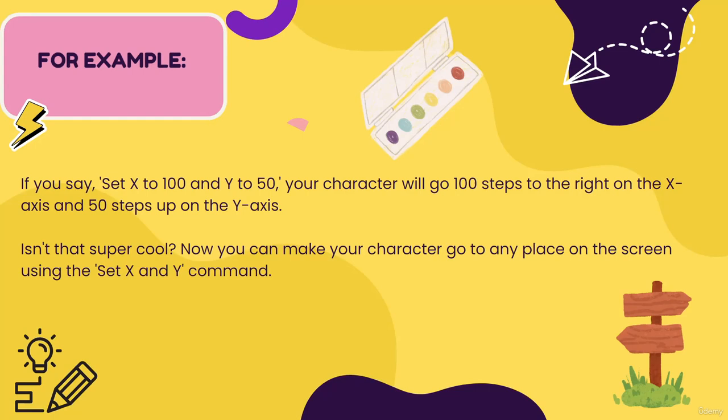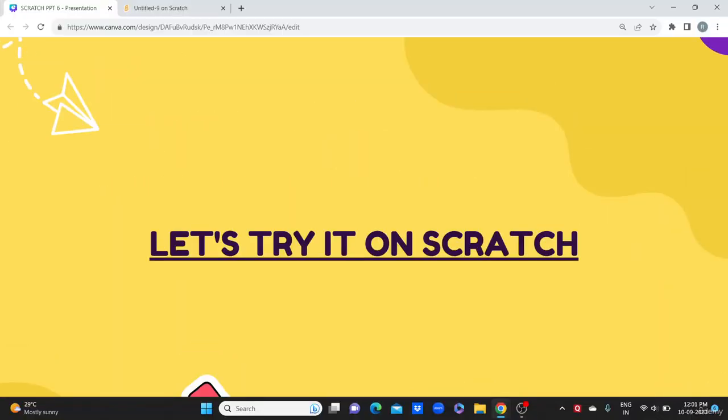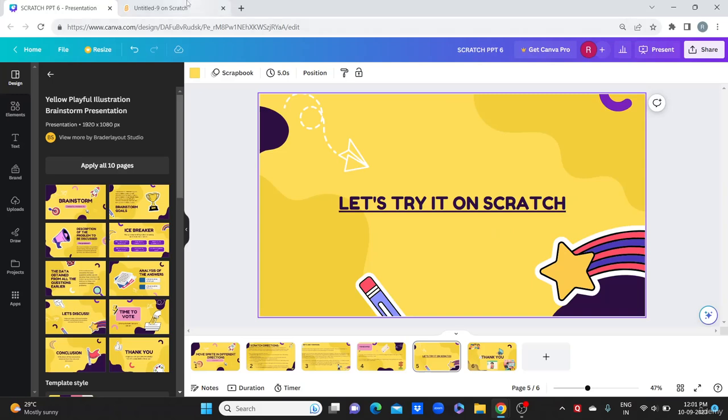If you say set x to 100 and y to 50, your character will go 100 steps to the right, that is x, and 50 steps on the y axis. So isn't that super cool? You give the position and your sprite reaches there. Can we explore this on Scratch? Let's try. It will be much easier if you do it on Scratch.